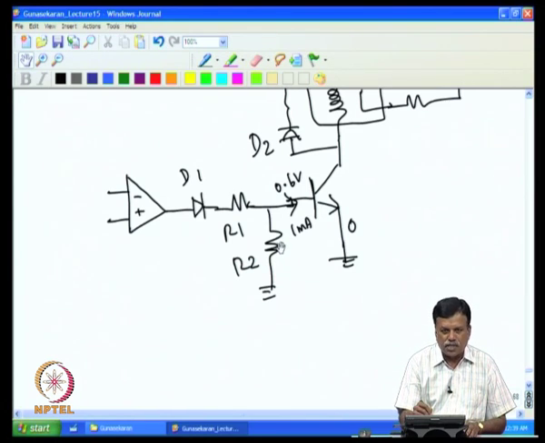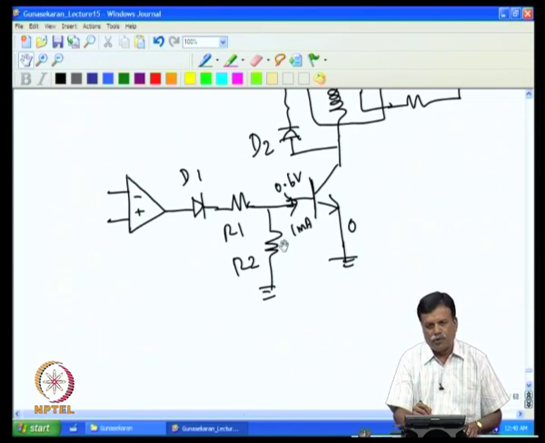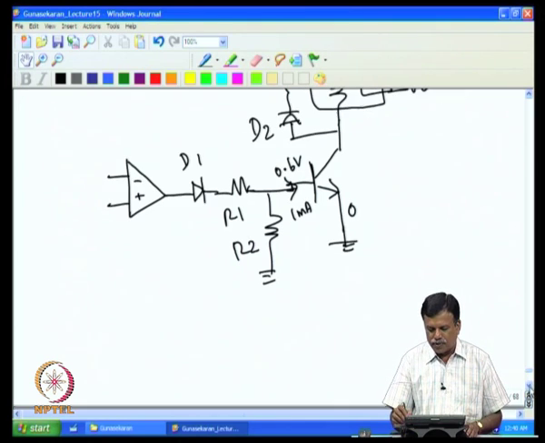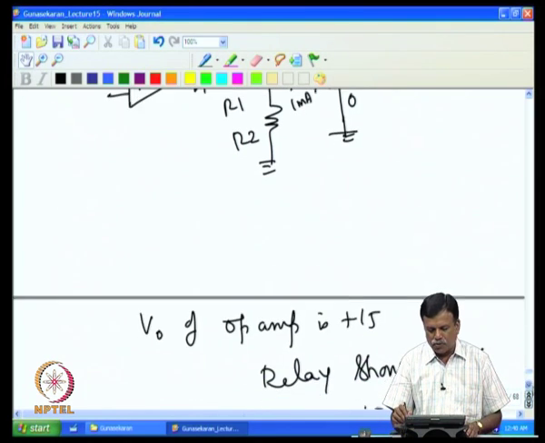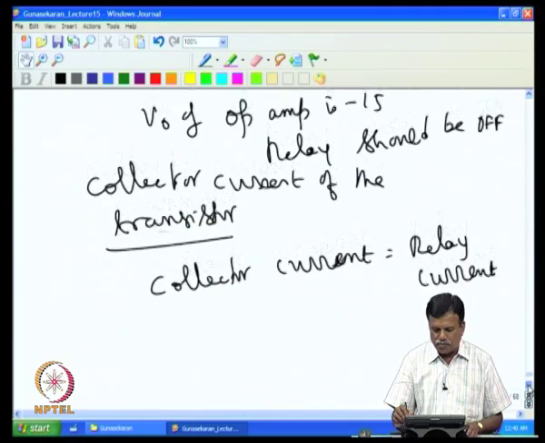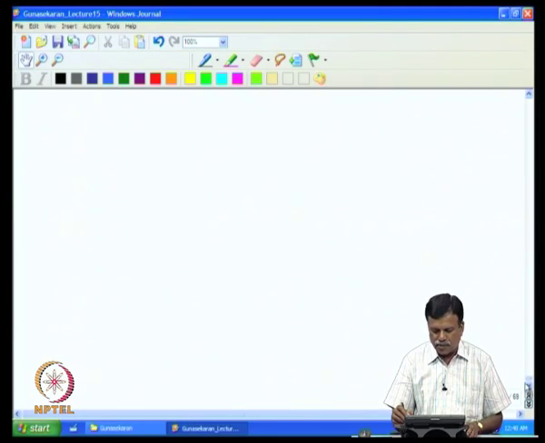So, R2 can be large, that is no problem, because for example, if this is a few pF capacitor, taking R2 say for example 10K makes the discharge time a few milliseconds or even less than that, only a few nanoseconds. That kind of off time is fine, because the capacitor of 100 pF and then 10K, 100 pF is 10 power minus 10, 10K is 10 power 4. So, you will have a switching time of 0.1 millisecond.